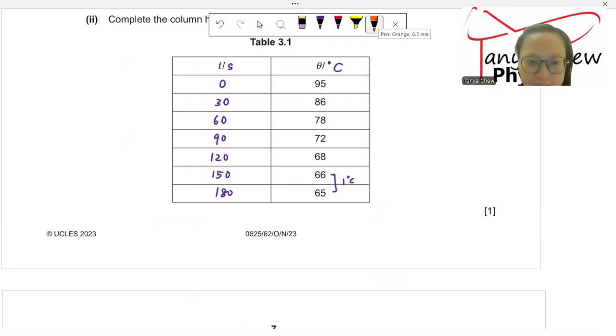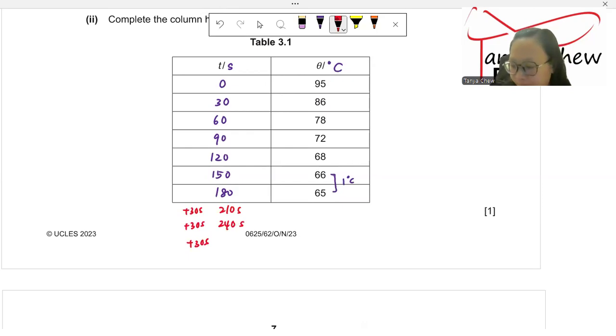That will give you 210 seconds. This is at 30 seconds. I better put it here. When you add 30 seconds, you get 210 seconds. And then add another 30 seconds, you get 240 seconds. You add 30 seconds, 240 plus 30, you get 270 seconds. So this is 90 seconds. So it only decreased by 1 degree Celsius. So I say this one may be 64.